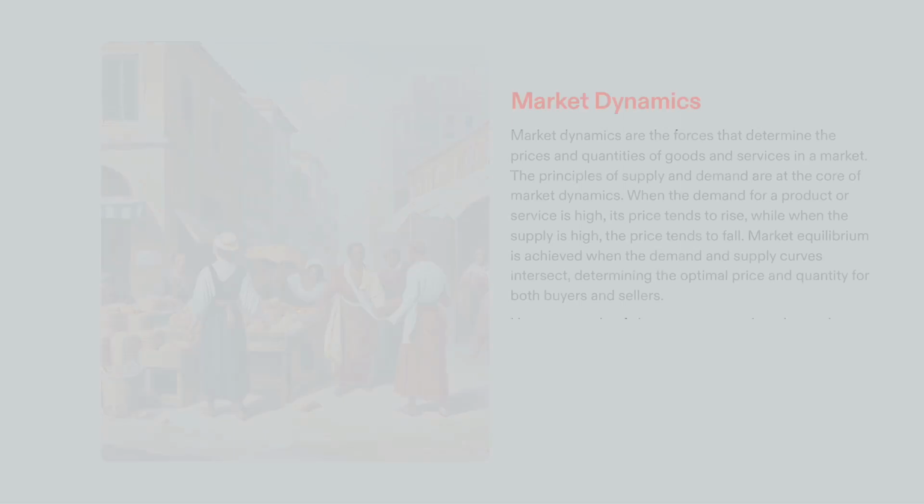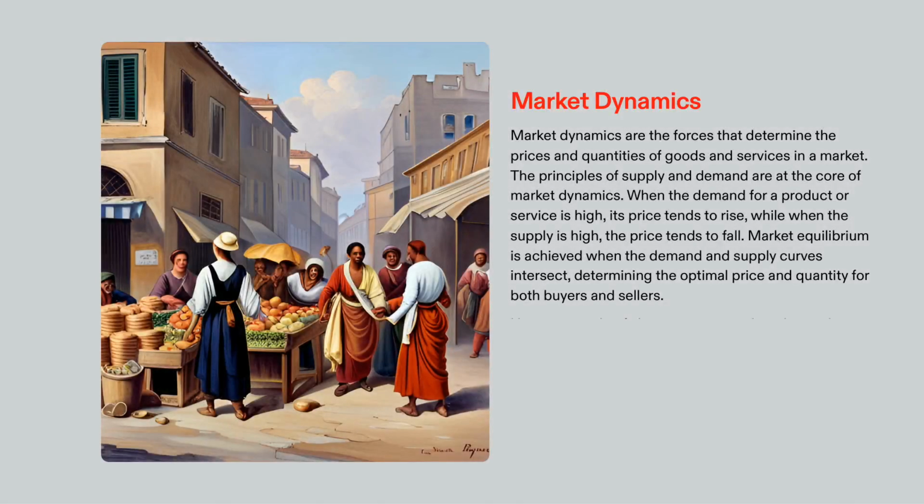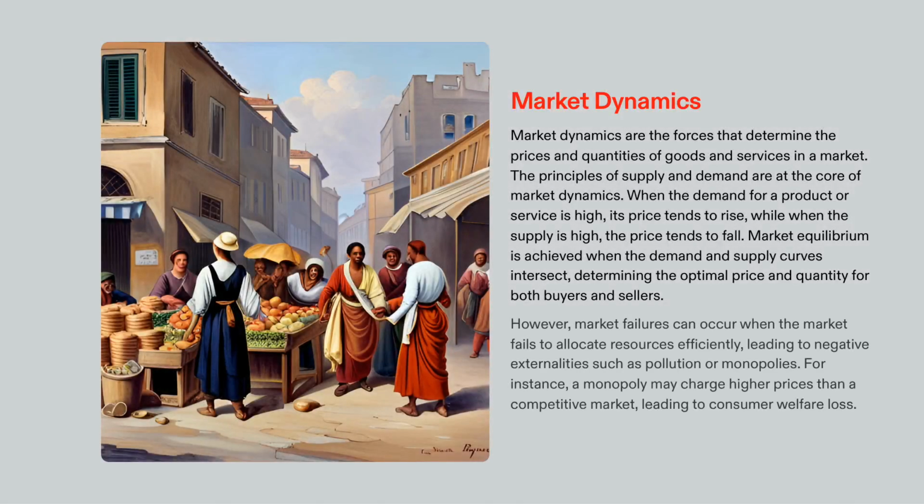Supply and demand are fundamental to the functioning of markets. When demand for a product is high, its price increases, and when supply is high, the price decreases, allowing the market to balance itself.